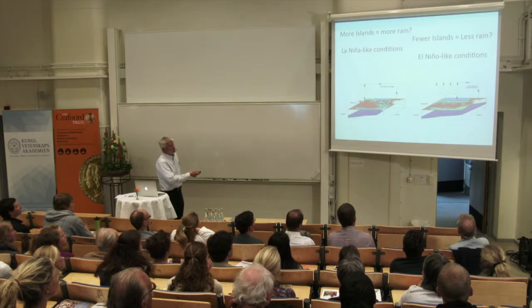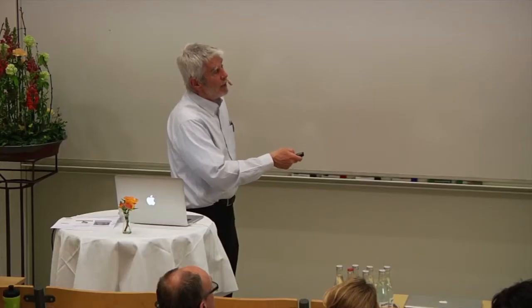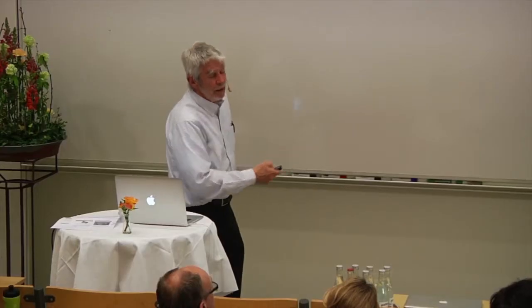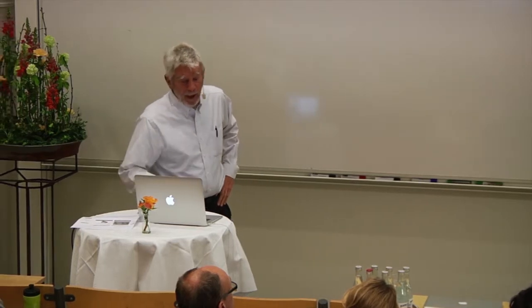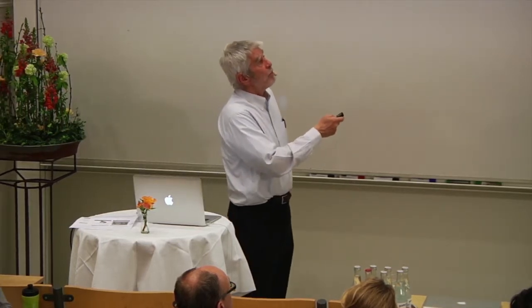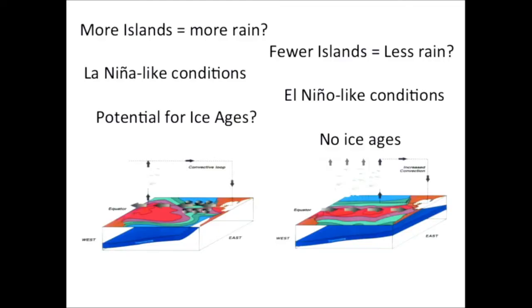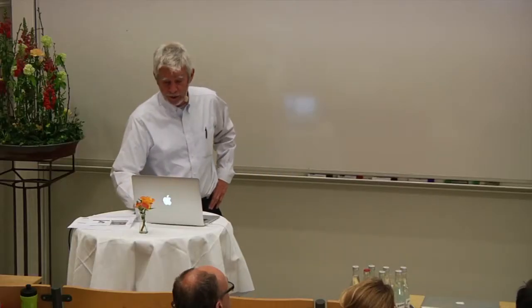If you had fewer islands over the maritime continent, you would have a state more like what you have during El Nino. And more islands, more rain, La Nina, then you have the potential for ice ages because of the teleconnection to Canada. Fewer islands, less rain, El Nino-like conditions, you won't have ice ages. And we're arguing this was the state until just a few million years ago.